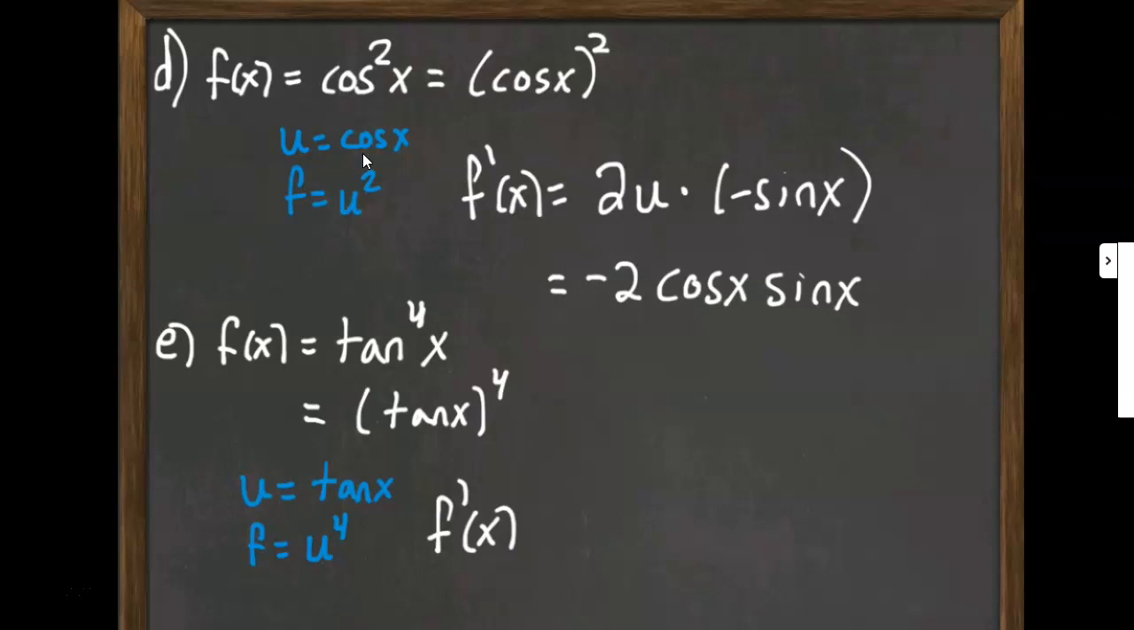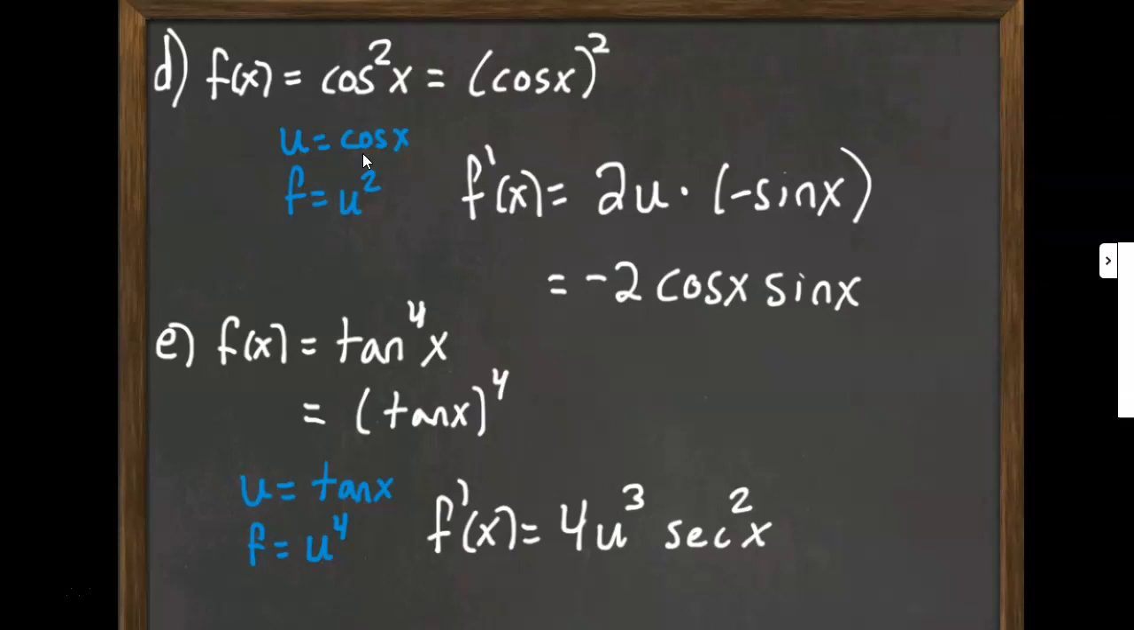So here we do the derivative of u to the fourth. Our power rule, that would be 4u to the third. And then the derivative of tangent. The derivative of tangent is secant squared x. It's one of those you have to remember. We derived that in the previous section when we were using the quotient rule.